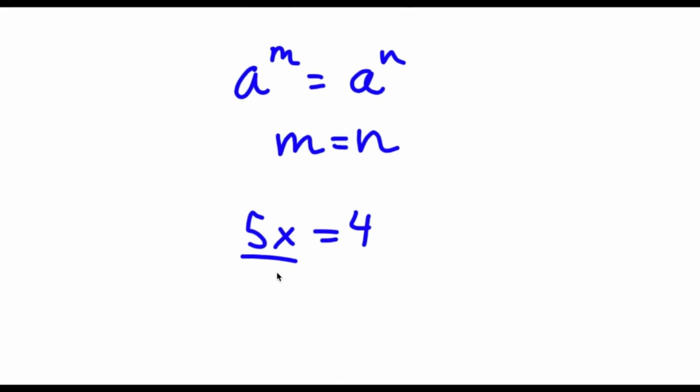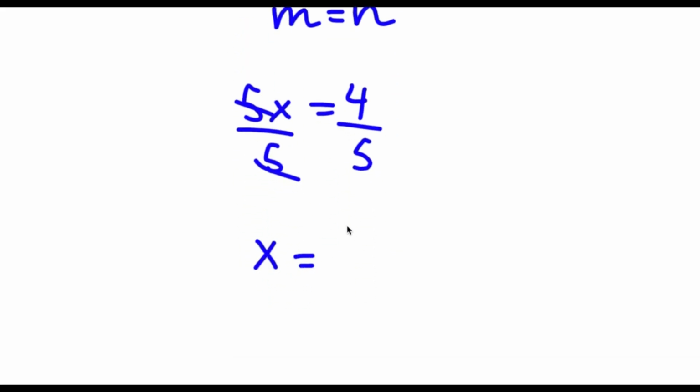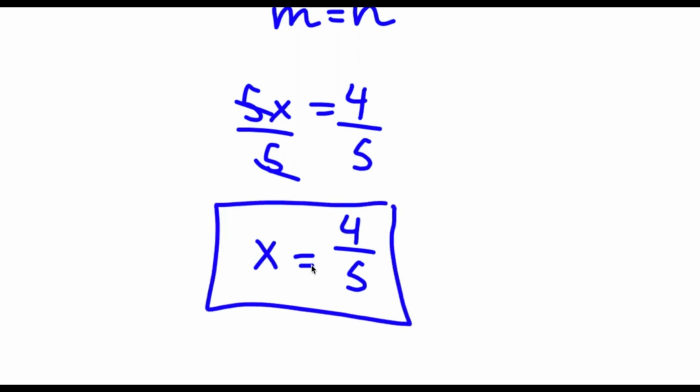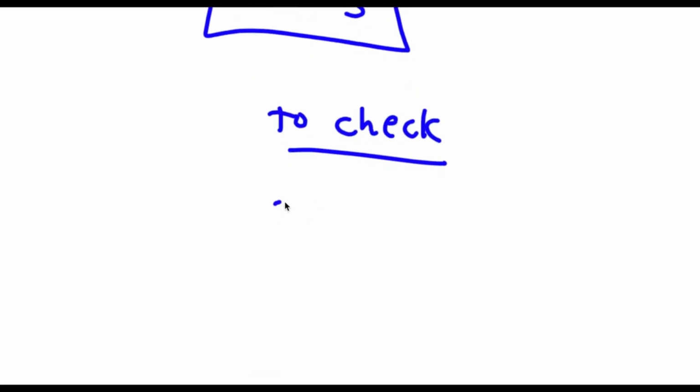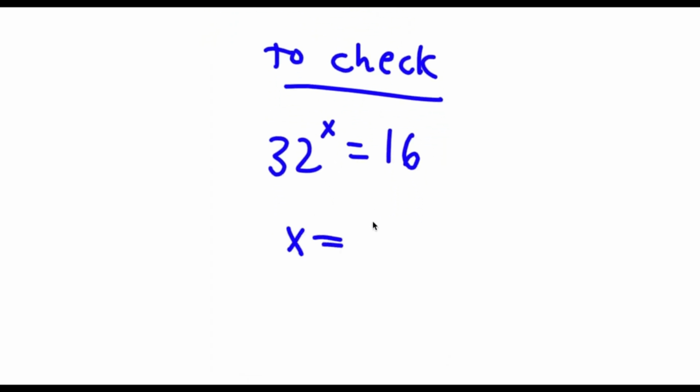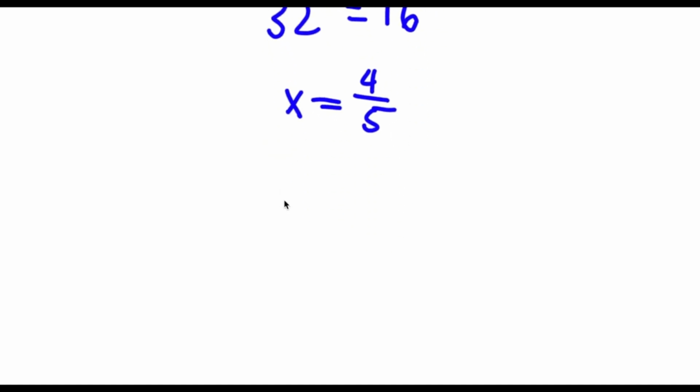Now to solve this, I'm going to divide both sides by 5. So then these two cancel out. Now I'm left with x is equal to 4 over 5. So this is my answer. Now, to check, my original equation was 32 to the power of x is equal to 16. So I know that x is equal to 4 over 5. So now I have 32 to the power of 4 over 5 is equal to 16.